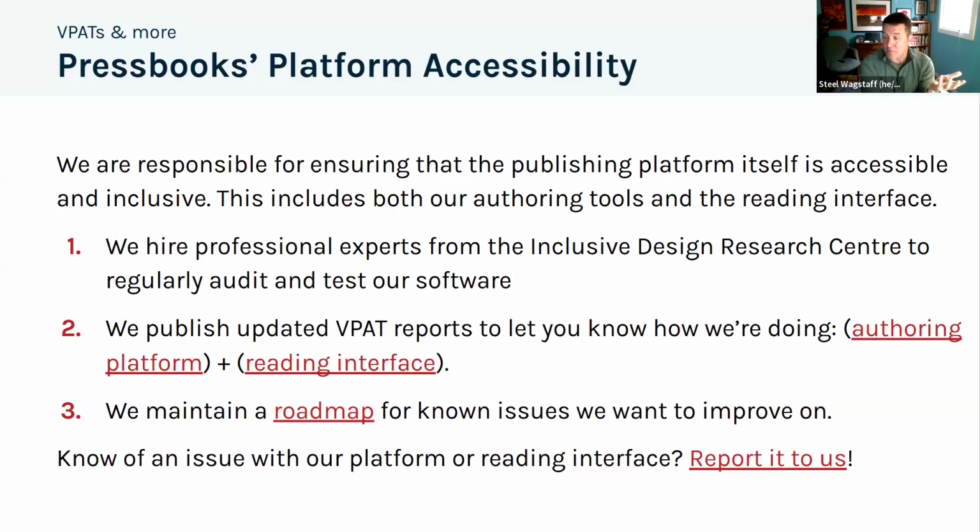We also have a roadmap, an accessibility roadmap. This describes the known issues that we are aware of in the platform that we want to improve on and work on. This roadmap gets updated as we fix things and as we become aware of new things, and we are responsive to things that people tell us.